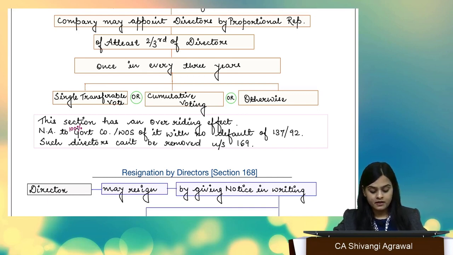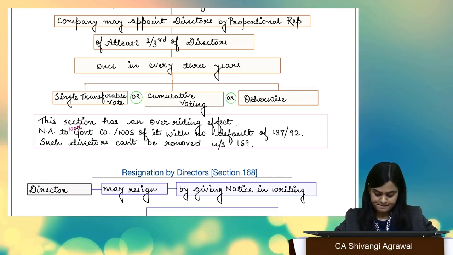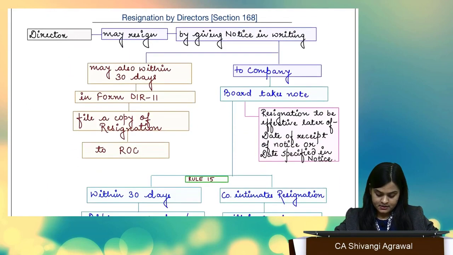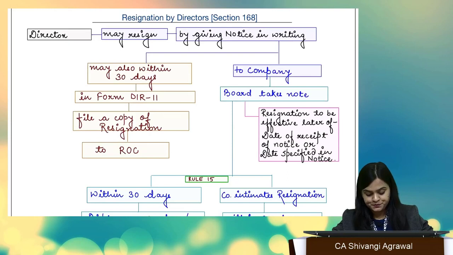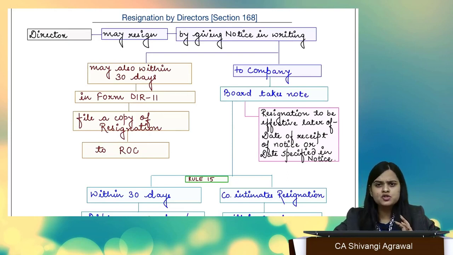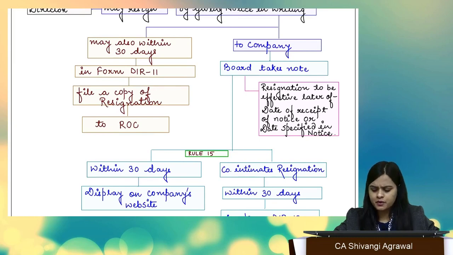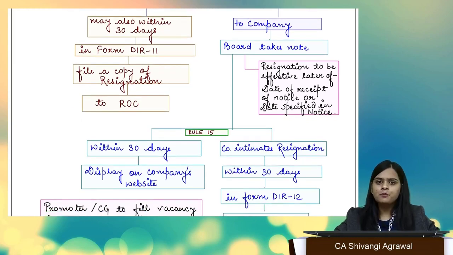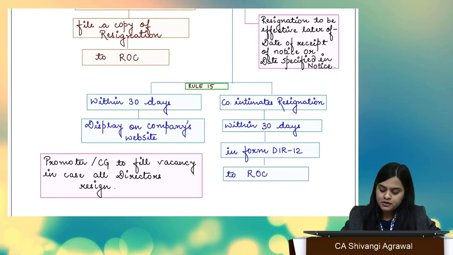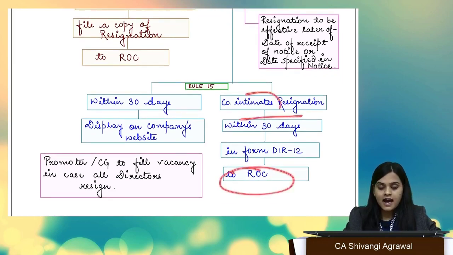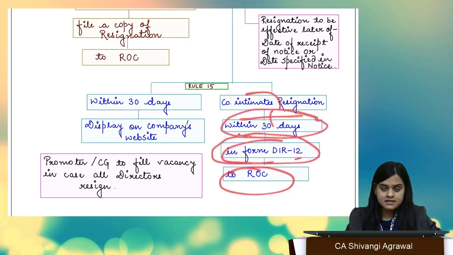Fine. Now, resignation by director. A director may resign. The director cannot be stopped by anyone else. If he or she wants to leave the company, he or she may leave. What they have to do is just give a notice in writing to the company. It is the company's duty to further inform ROC that their director has resigned. There is a form DIR 12, and within 30 days of receiving that resignation, you have to inform ROC.